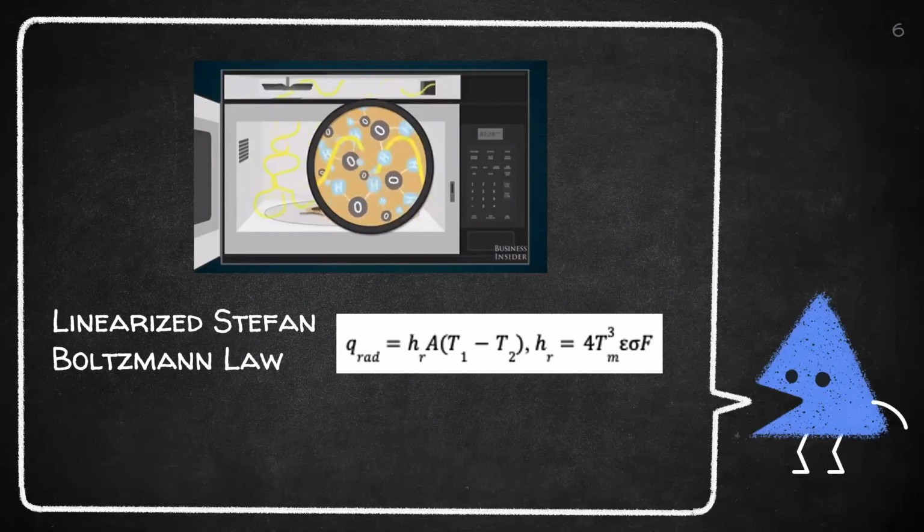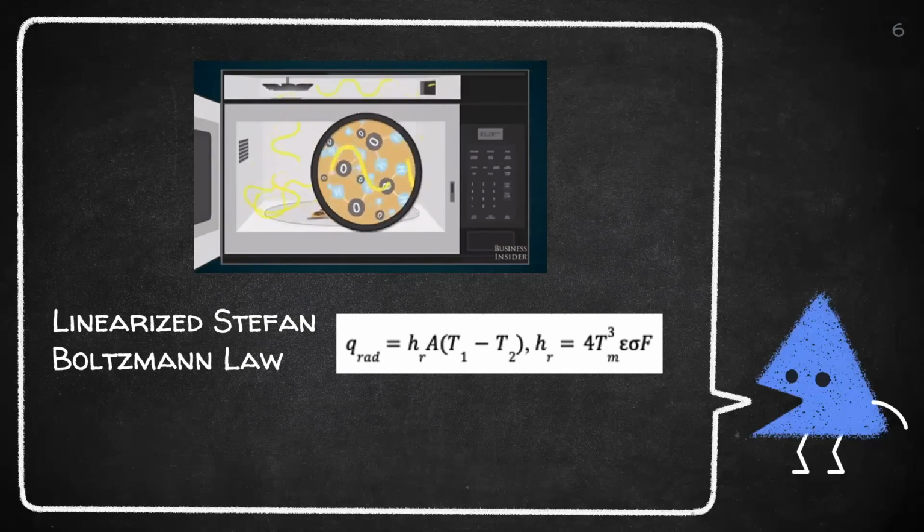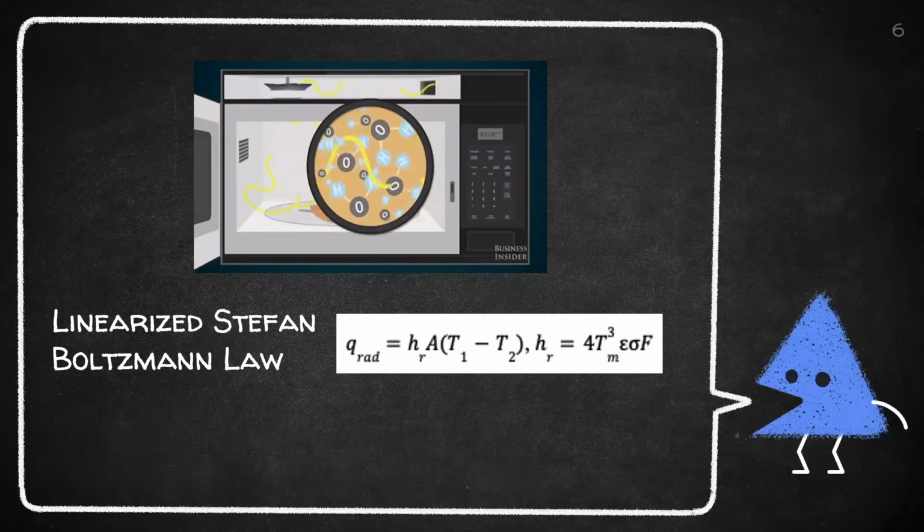Here, Q is the rate of heat being transferred, A is the surface area of the object, T1 is the temperature of the source, while T2 is the temperature of the object being heated. HR can be broken down further, where Tm is the mean temperature between the source and object. The epsilon is the emissivity, or the ratio emitted by the source in comparison to a perfect emitter, such as a black body. Sigma is the Stefan-Boltzmann law constant, and F is the view factor, or the fraction of energy that is emitted by the source and seen by the object.